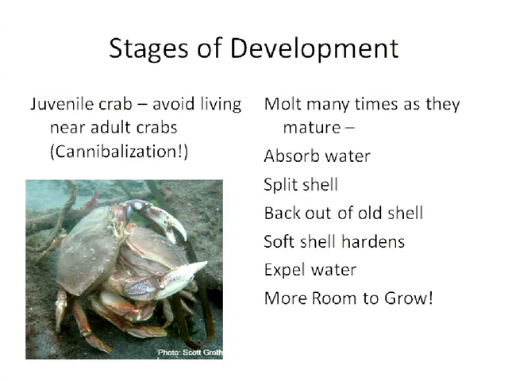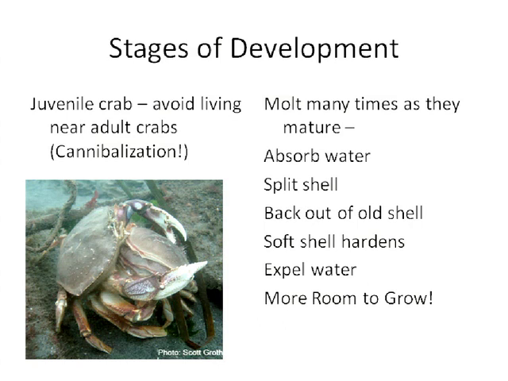what happens is they molt many times as they mature. And the way that they molt is they absorb water and they split the shell and they kind of back out of the old shell as they grow, and then they expel the water, and then there's more room for them to grow. Okay? So this is the process where they go through, and every time they molt, the next size should get larger.